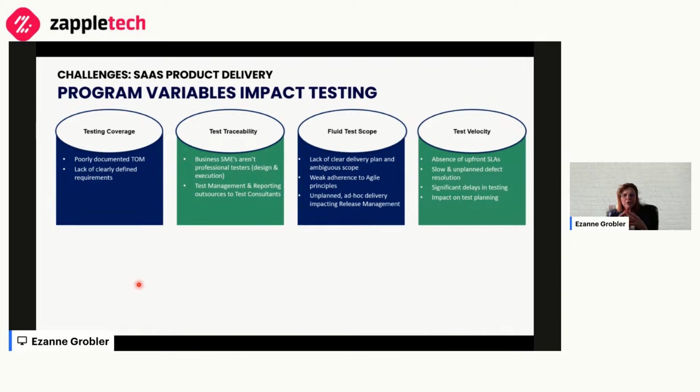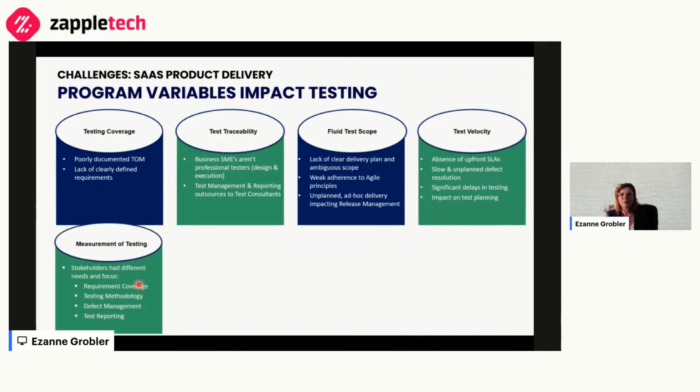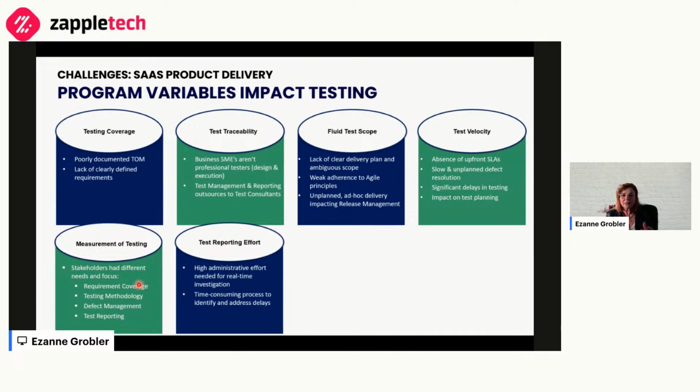Not only was defect management almost non-existent from this software as a service company, they never actually worked, as I said, with a disciplined testing vendor, but there was slow and unplanned defect resolution that caused significant delays in testing and had a huge impact on test planning as well, over and above the fact that there wasn't proper release management and a proper pipeline in order to really see how we're going to get our different code drops. The measurement of testing became cumbersome. The reporting effort became cumbersome.